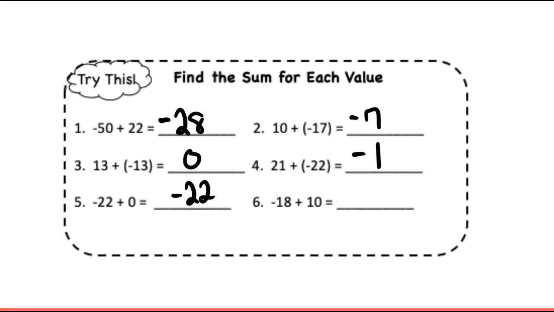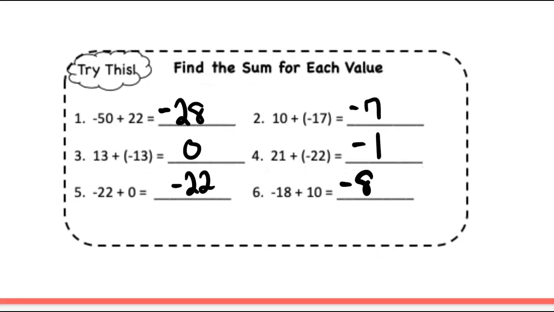And number 6 is negative 18 plus 10. Subtract: 18 minus 10 is 8. 18 has larger absolute value, so the answer is negative. Don't get confused because most of these answers are negative. If it were positive 18 and negative 10, the answer would be a positive 8 because 18 would be bigger and it would have a positive. You just keep the sign of whatever the larger number is. Okay? That's the easiest way to think about it.